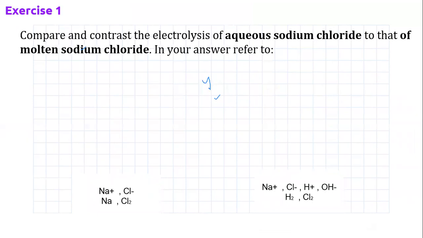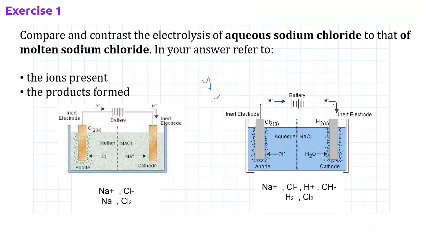Right. Here I have an exercise for you. Compare and contrast the electrolysis of aqueous sodium chloride to that of molten sodium chloride. In your answer, refer to the ions present and the products formed. Here you can see molten sodium chloride, and here you can see aqueous sodium chloride. What is the difference? Since both are sodium chloride, this is molten and this is aqueous.